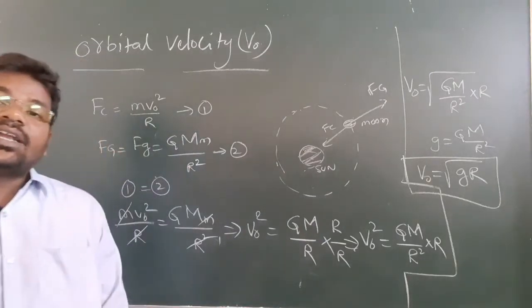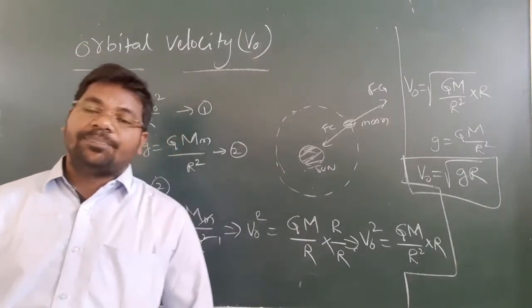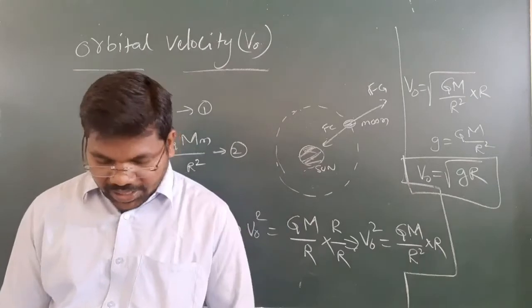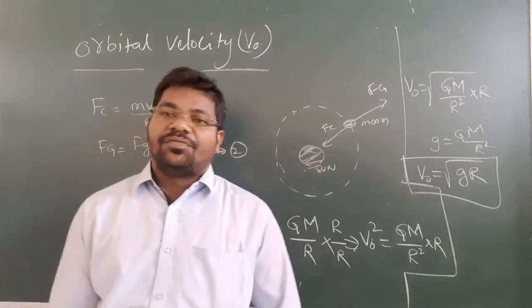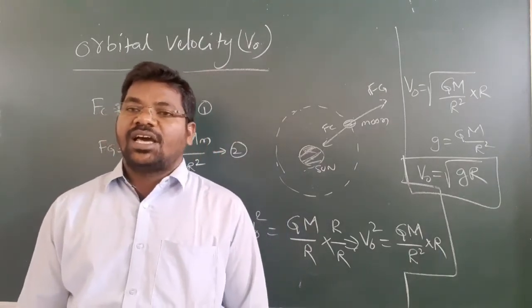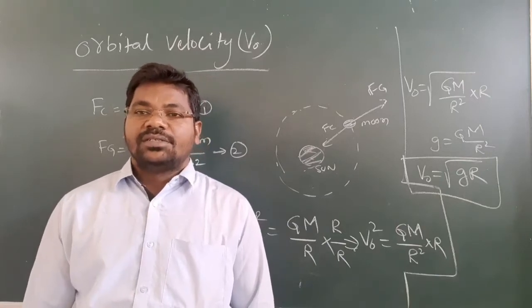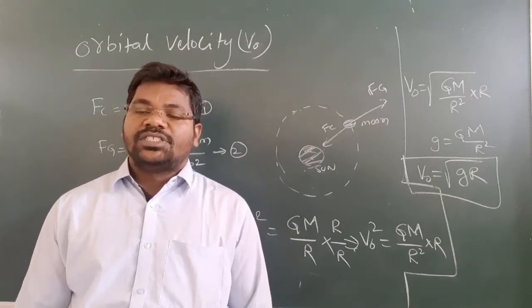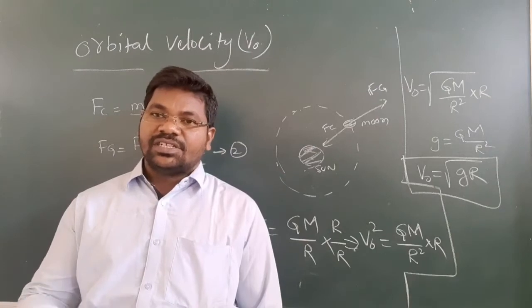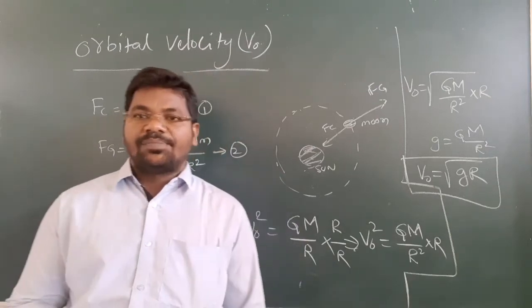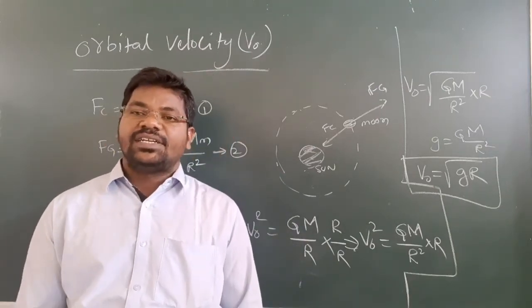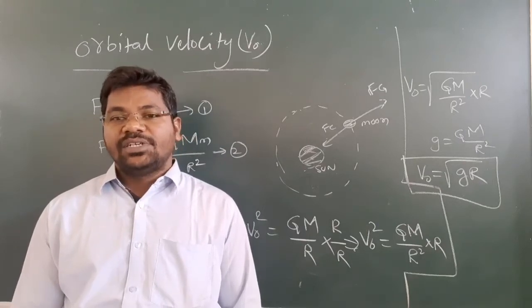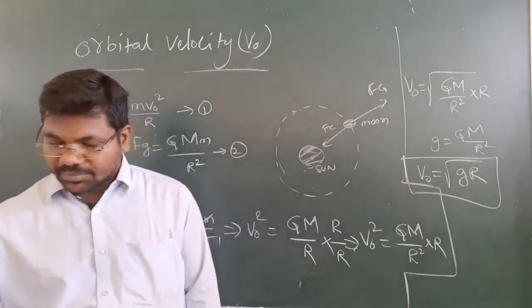What is orbital speed or orbital velocity? The minimum velocity or the minimum speed of a satellite or object which revolves around the particular planet with some speed. That speed is called orbital speed or orbital velocity.